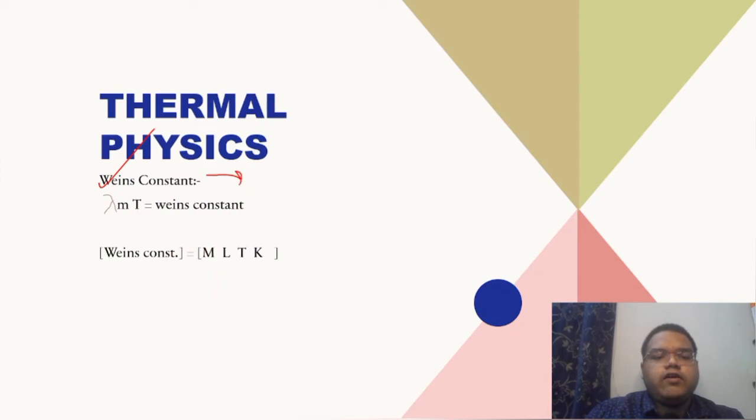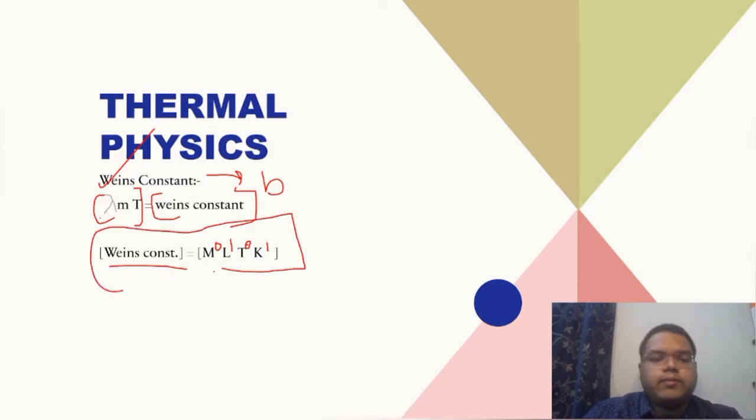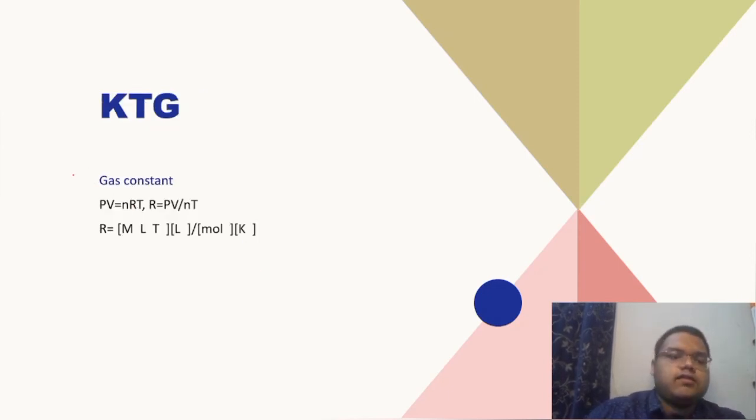Next, Wien's constant. Wien's constant is denoted by the letter B. The dimension of Wien's constant will be equal to the dimension of lambda m T, where T is temperature. Lambda has the dimension of L to the power 1 and T has the dimension of K to the power 1, and time and mass will have the dimension of 0. So L K will be the dimension of Wien's constant. Next, gas constant.